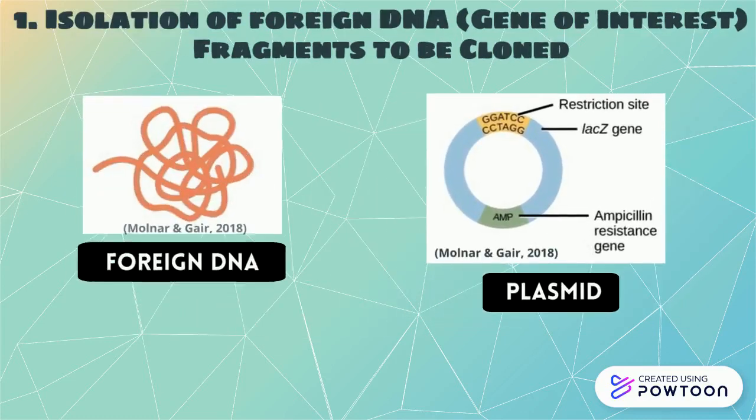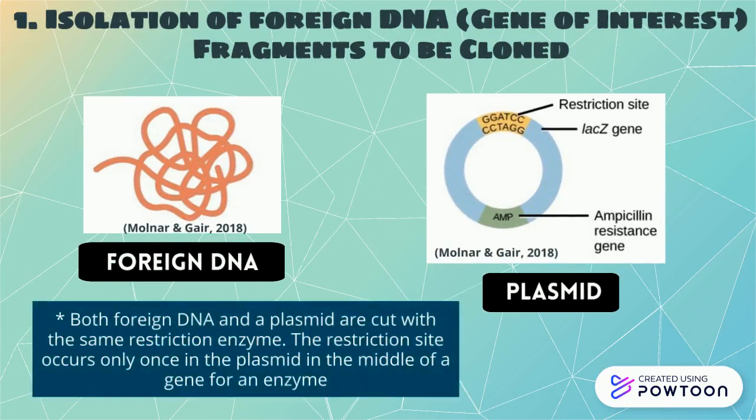We also need foreign DNA. Both foreign DNA and a plasmid are cut with the same restriction enzyme. The restriction site occurs only once in the plasmid, in the middle of the gene for an enzyme.